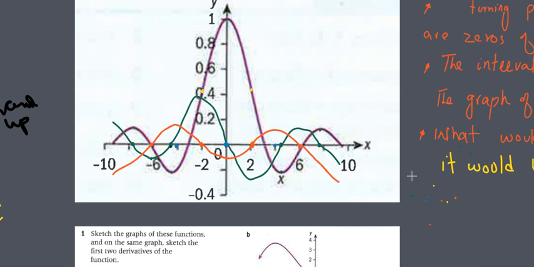Okay. So this is our f double prime, and this is our f prime, and this one is our source function or the main function. Is it clear? Okay. Very interesting. Any question? No, sir.